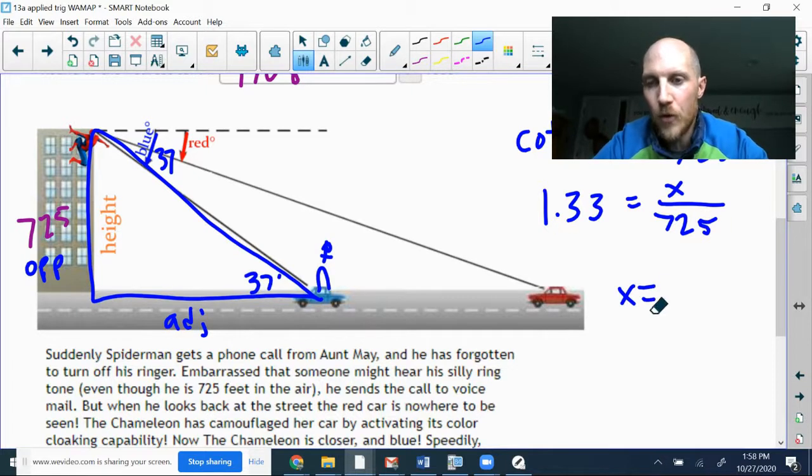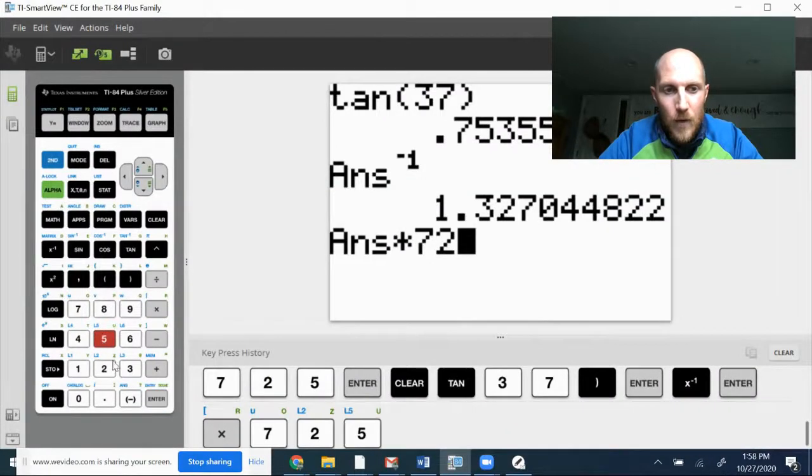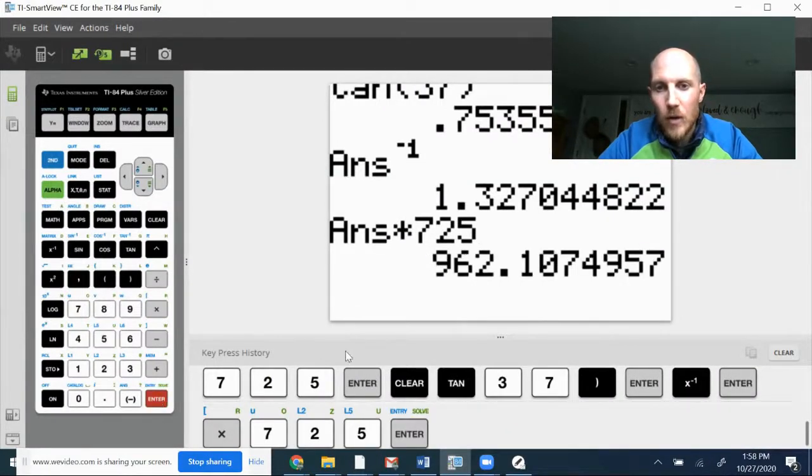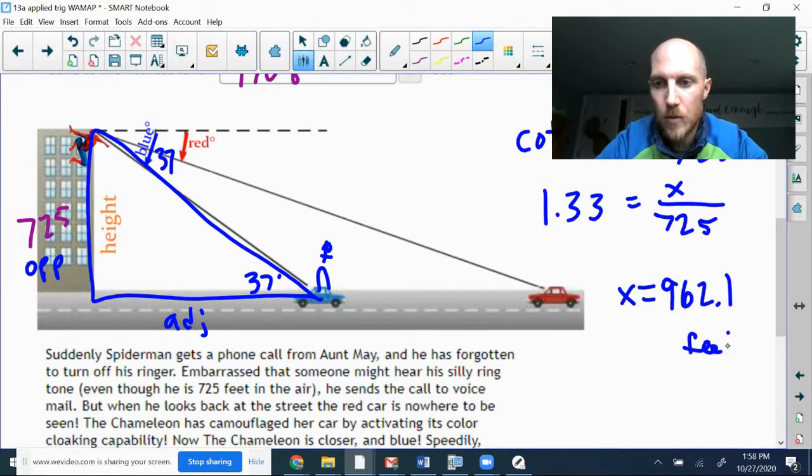Okay, solve the algebra equation. I've got to multiply both sides by 725, times 725. Final distance, 962.1.